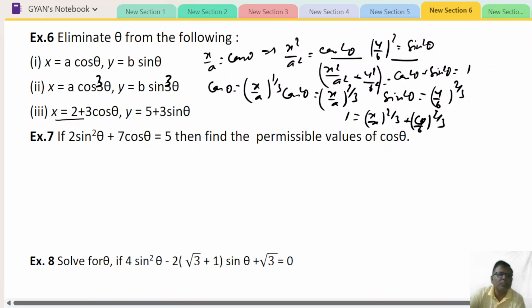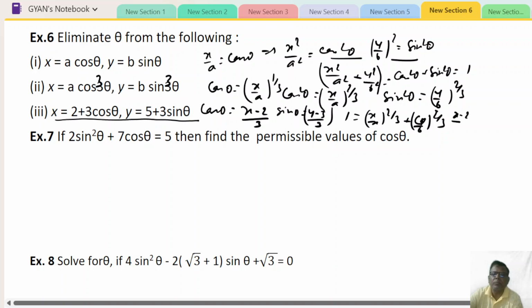Now come to this question. So in here cos theta is equal to (x minus 2) divided by 3, and sin theta is equal to (y minus 3) divided by 2. You square it and add it, then it will be ((x minus 2) by 3) the whole square plus ((y minus 3) by 2) the whole square is equal to 1. So in this way we will be eliminating.